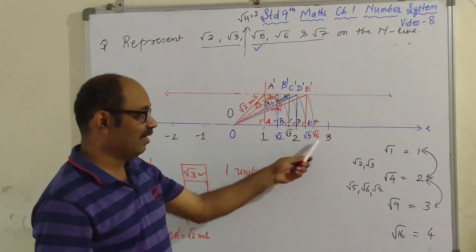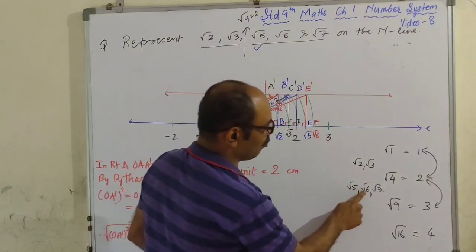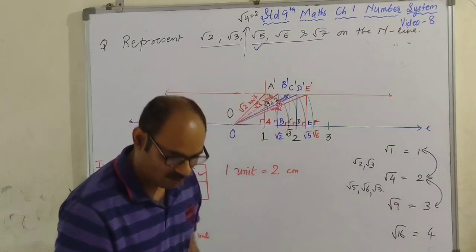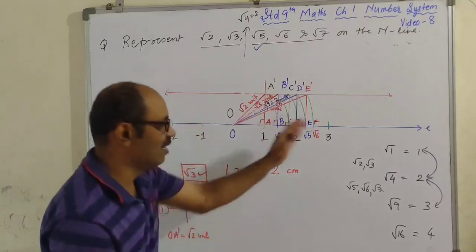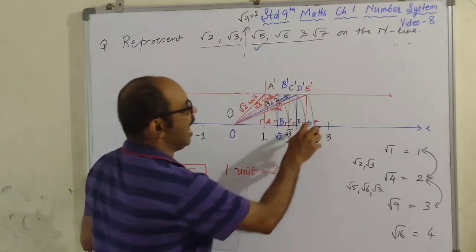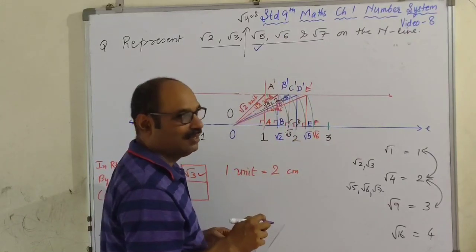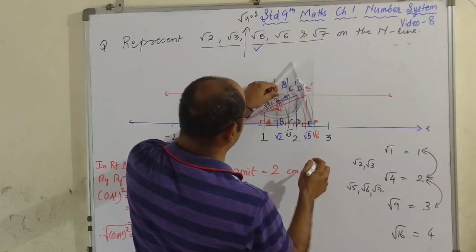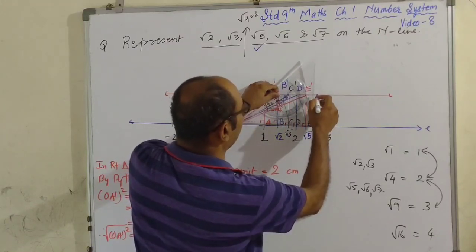See, root 5 and root 6, both you got between 2 and 3. Root 5, root 6 and root 7, all three you will get between 2 and 3. Now one more is left. So let's complete that also. And for that you will have to proceed further. At F you have to draw a perpendicular line segment of length 1 unit to line L. So let's set the set square nicely. Place the set square nicely. Is it done? Okay.